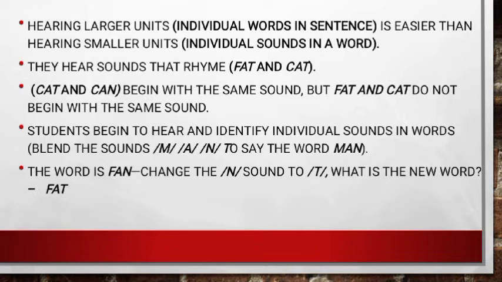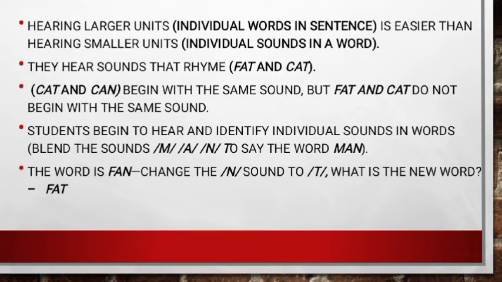They hear sounds like fat and cat. Then they realize that a sentence is made up of words. Then the students learn to recognize syllables and distinguish between words that begin with the same sound or syllable, like cat and can. Cat and can begin with the same sound, but cat and fat do not. Then the kids are able to blend and segment syllables.